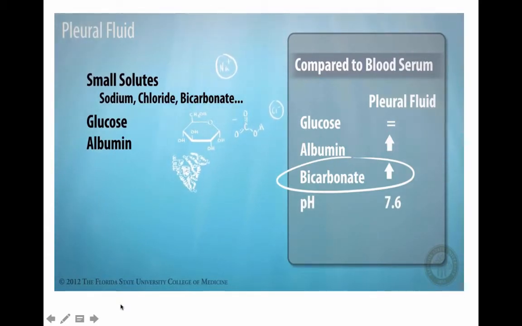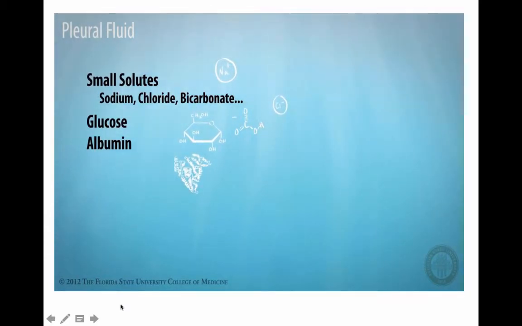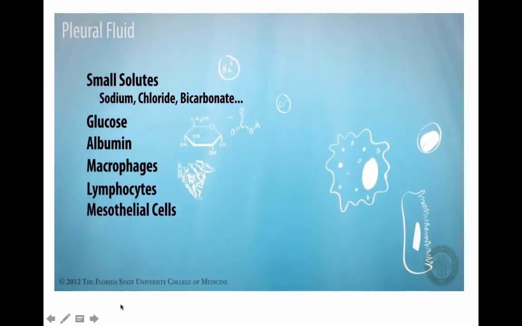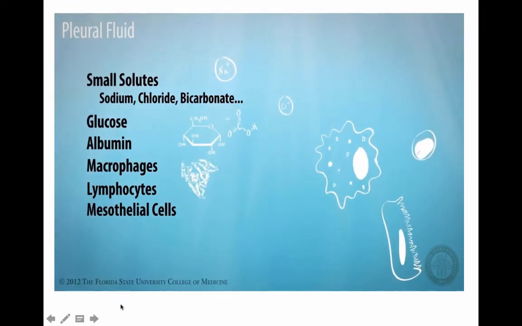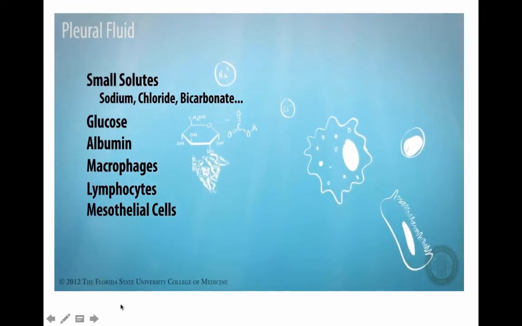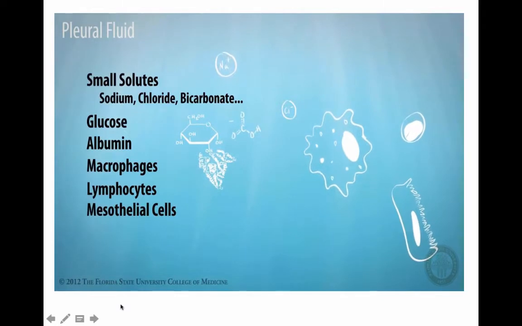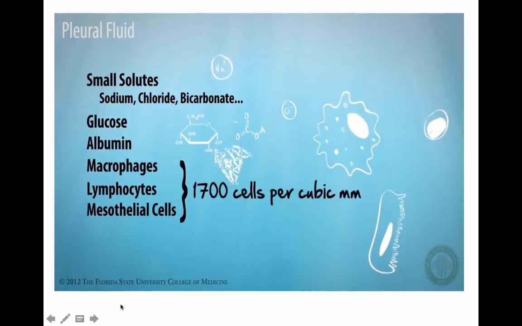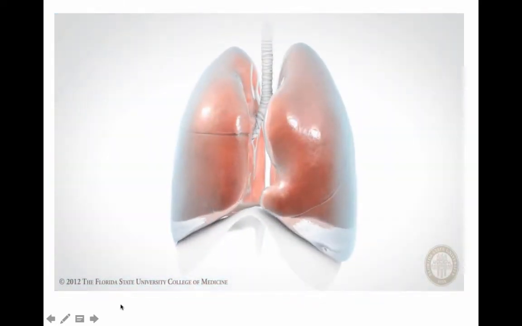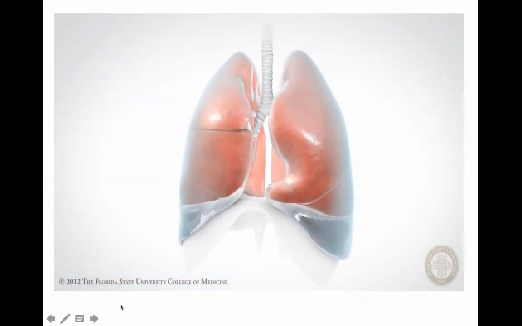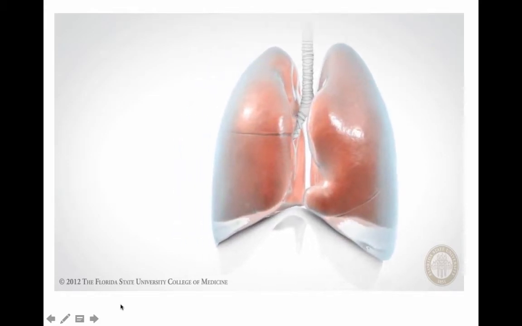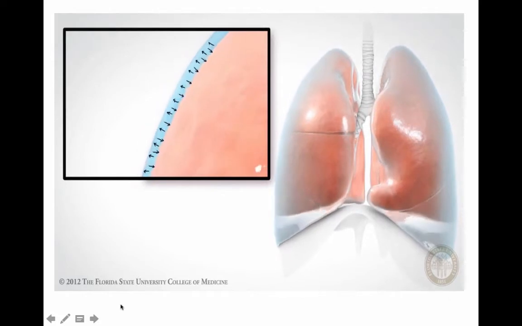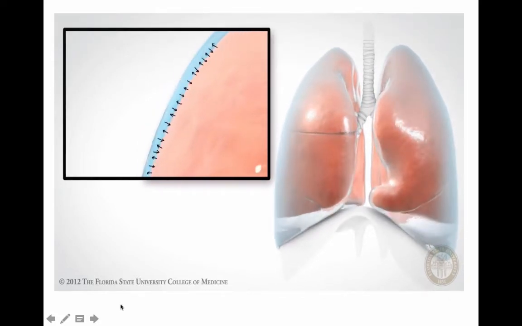Pleural fluid also contains macrophages, lymphocytes, and mesothelial cells that exfoliate from the pleura, and these are also found in pleural fluid in low numbers under normal circumstances, generally under 1,700 cells per cubic millimeter. What are the mechanics of the pleural space? How does it work? The fluid in the pleural space provides mechanical coupling between the two pleural surfaces, and it actually allows instantaneous transmission of perpendicular forces between them.